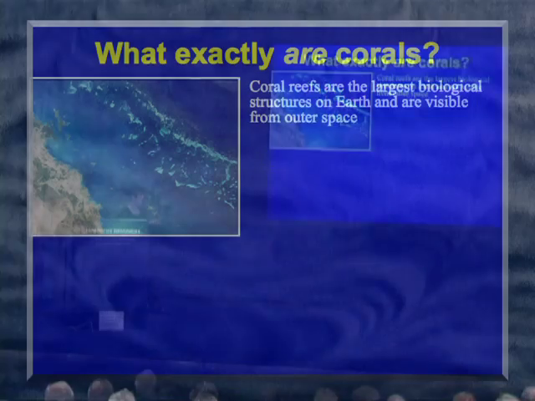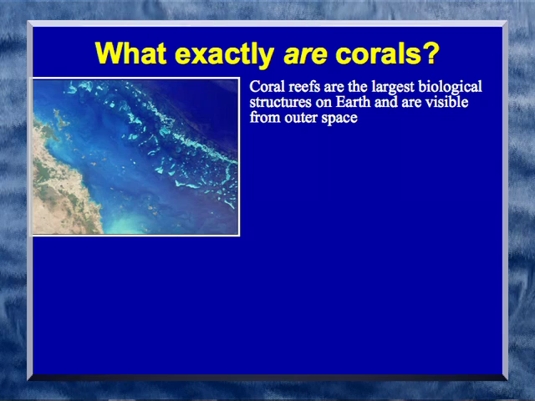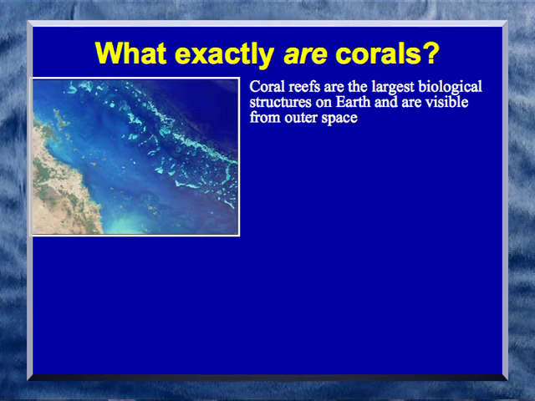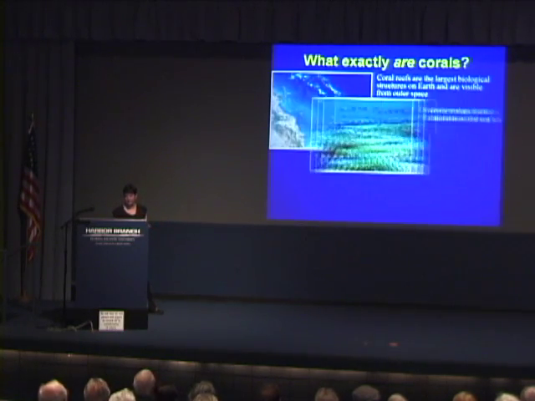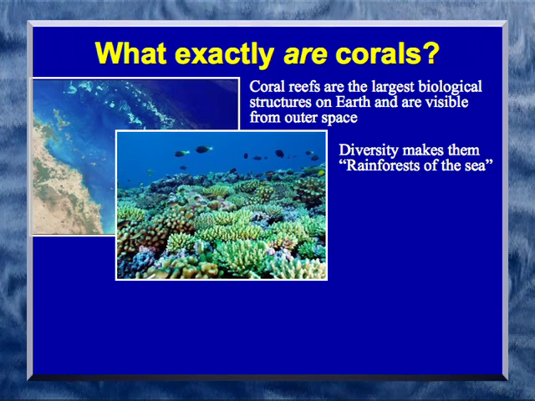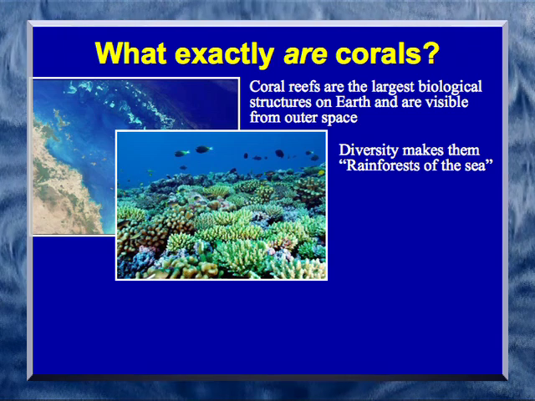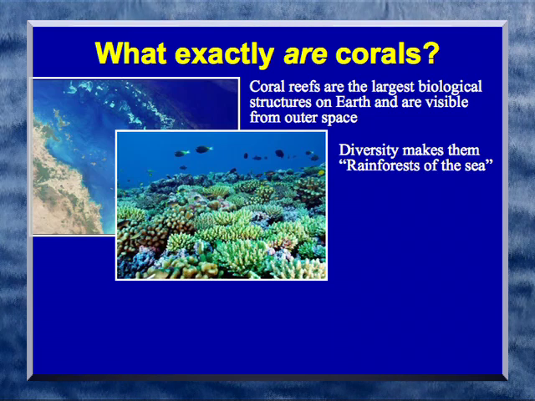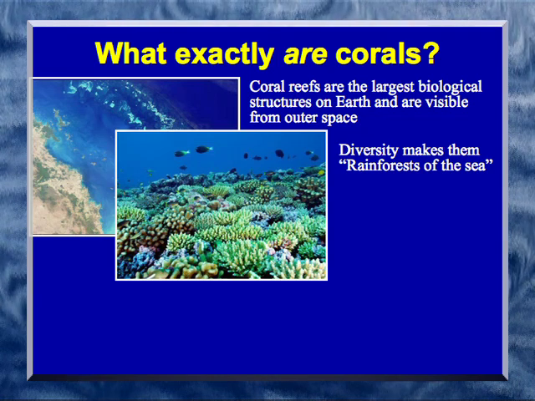So what exactly are corals? Coral reefs are the largest biological structure on Earth, and they are visible from outer space. This is a satellite image, and these white specks, this white line, is a coral reef. All of that makes up coral reef. And the diversity that's seen on reefs has given them the name the rainforests of the sea. Without the actual coral colonies making up this reef, there wouldn't be the diversity that you see there. The corals make the foundation for the reef and bring in that diversity.